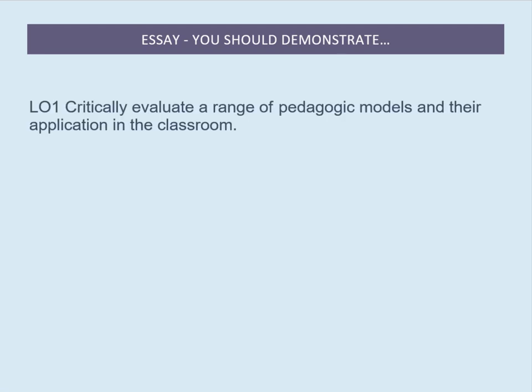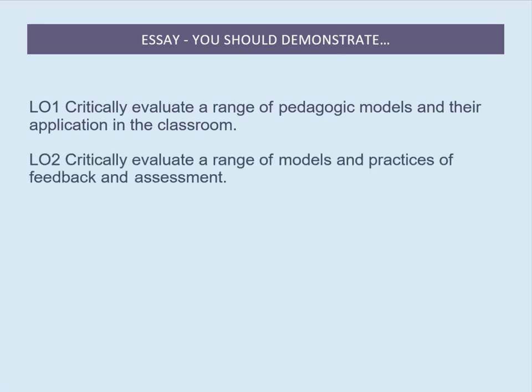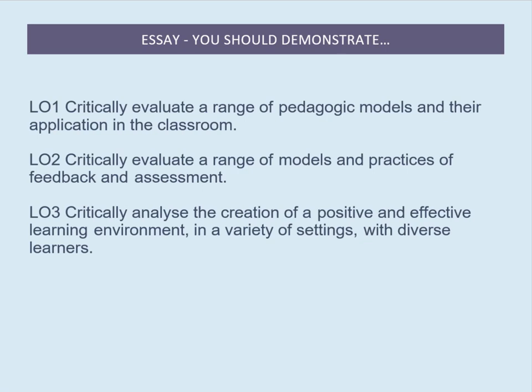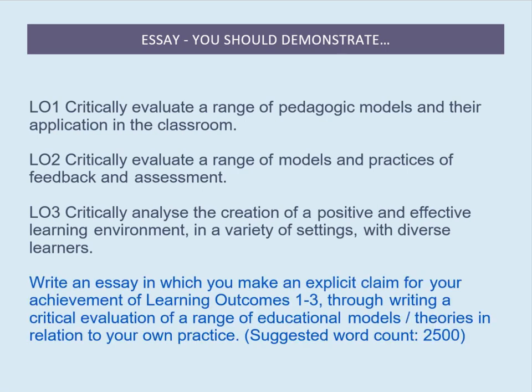First up, you have an essay, a kind of main essay section we call it, with 3 learning outcomes. Firstly, you're asked to critically evaluate a range of pedagogic models and their application in the classroom. You're also asked to critically evaluate a range of models and practices of feedback and assessment. And finally, to critically analyse the creation of a positive and effective learning environment in a variety of settings and with diverse learners. The way in which you do that is, as I said, by writing an essay in which you're making an explicit claim to have achieved those three learning outcomes.